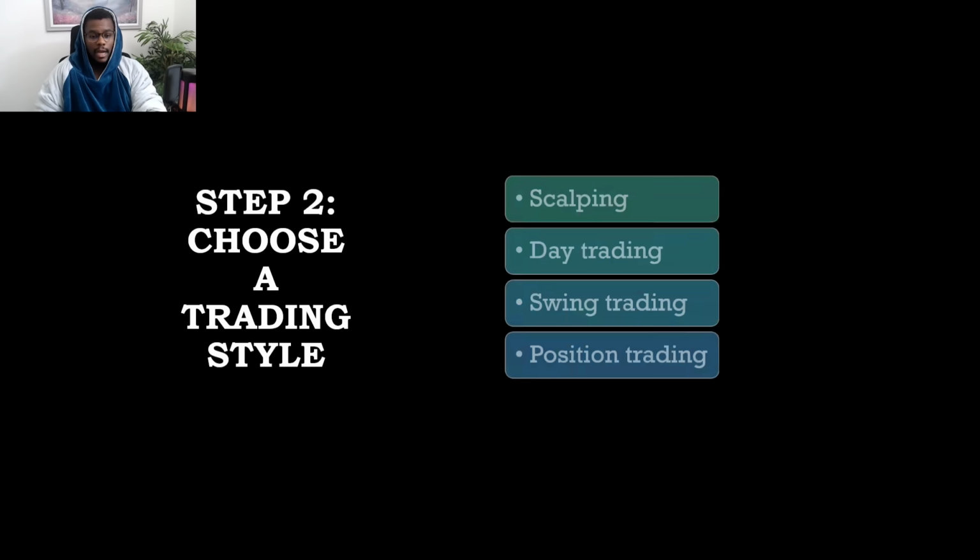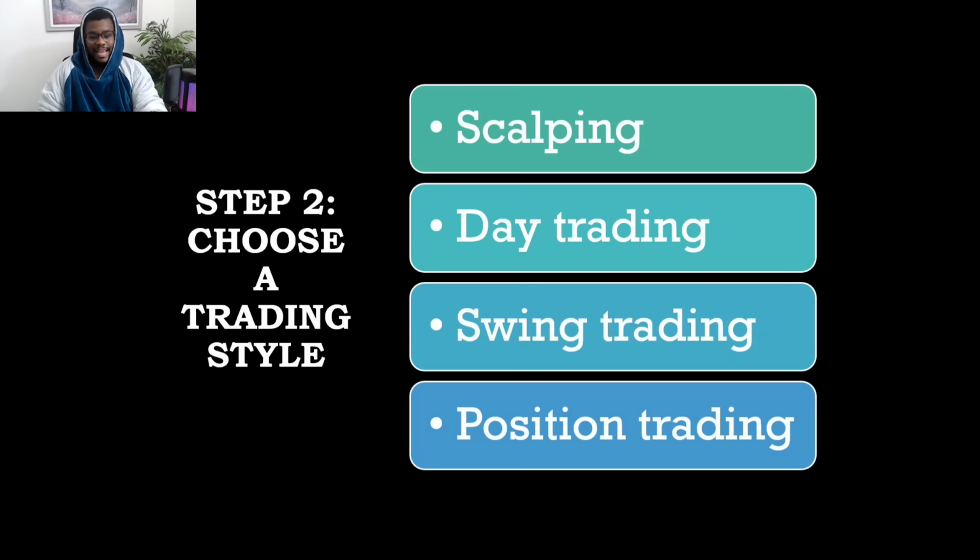The second step is to choose the trading style. There are different trading styles, four to be exact: scalping, day trading, swing trading, and position trading. Personally, I tend to swing trade the market, mainly because I don't work full time as a trader. I also work as a medical doctor, so I don't have the time to be in front of my screen every single day.